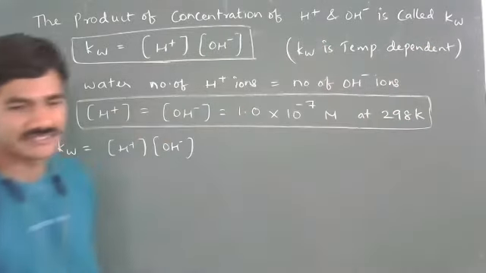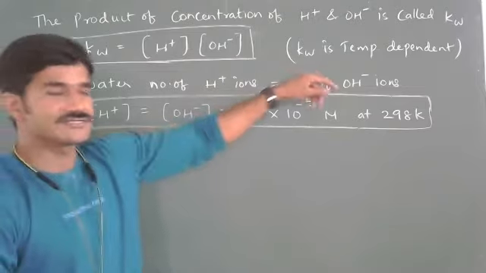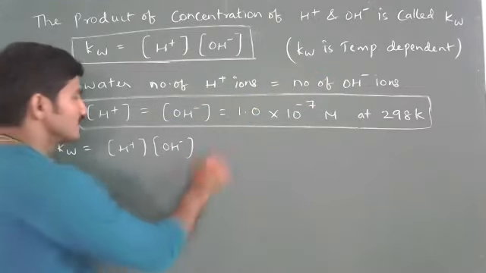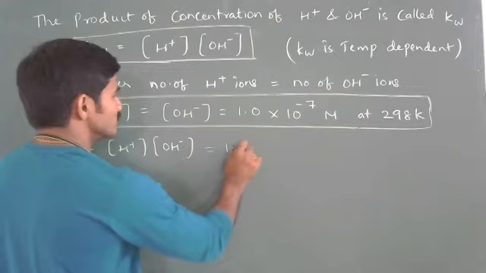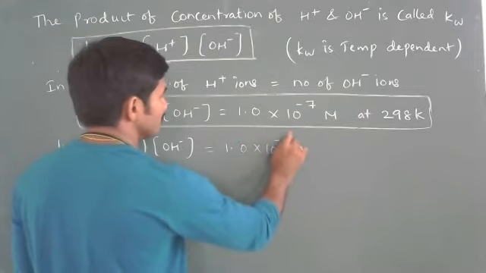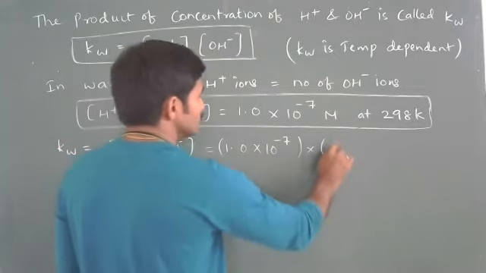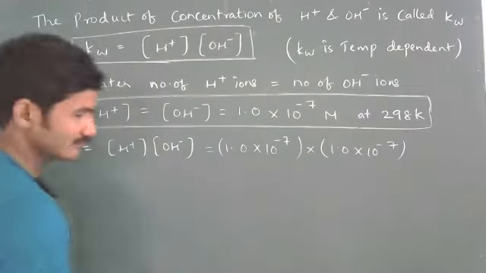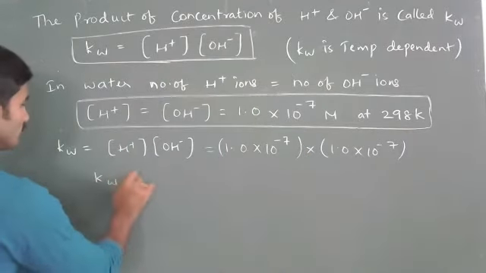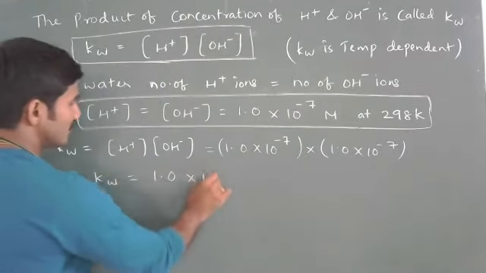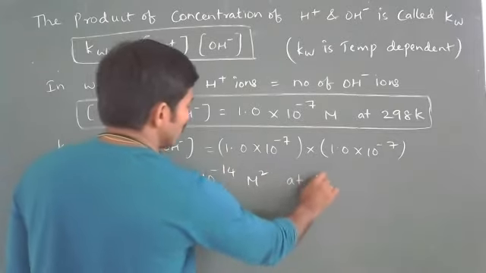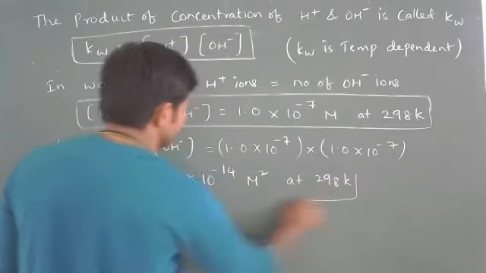If we change the temperature, the product of the concentrations of H plus and OH minus will change. So I can write 1.0 into 10 power minus 7 into 1.0 into 10 power minus 7. What value do we get? Kw is equal to 1.0 into 10 power minus 14 M square at 298 Kelvin.